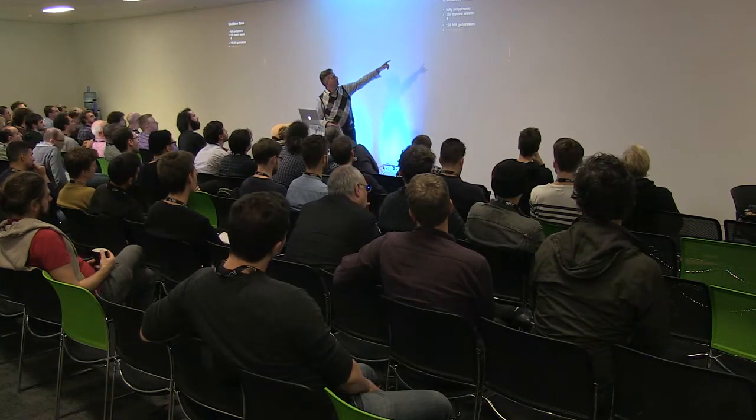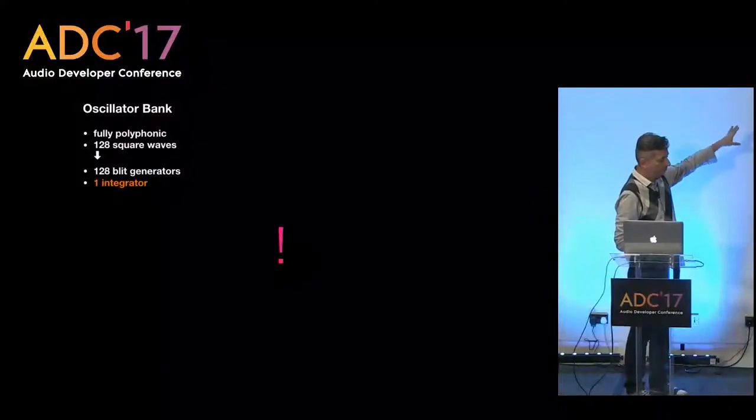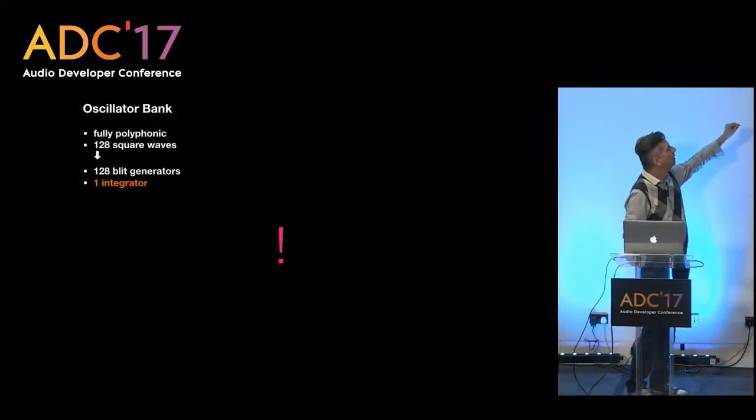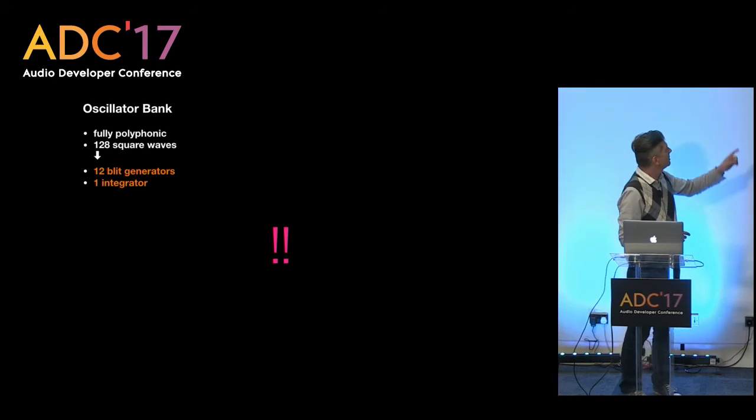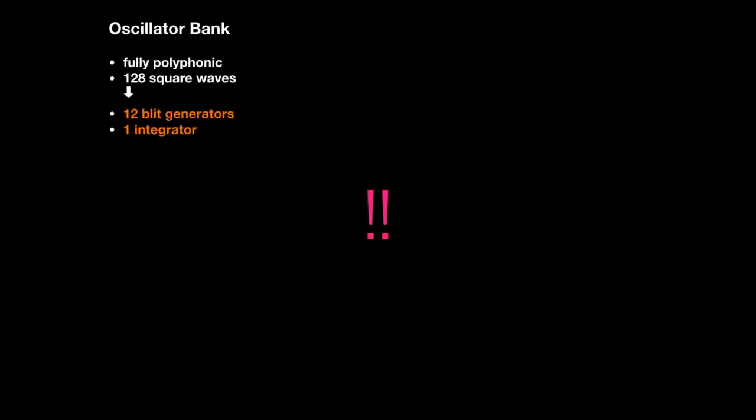What we can do, I have no proper illustration, but you can easily imagine that. If we have the producers of blits, we can just have one integrator at the end instead of 128 integrators, if we put everything into one delay line. Understand that? It's easy peasy. But instead of 128 blit generators, we only use 12 blit generators. Number 12 is easy because it's for every semitone.